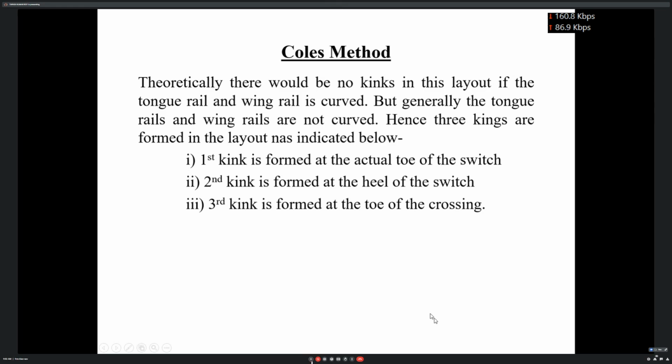Sir, what is kink? Kink means twist. That I have shown: when a structure or any bar is pulled, then some twist or some stress will be generated, due to twisting or development of bending moment. Is it clear? So kink means twist.